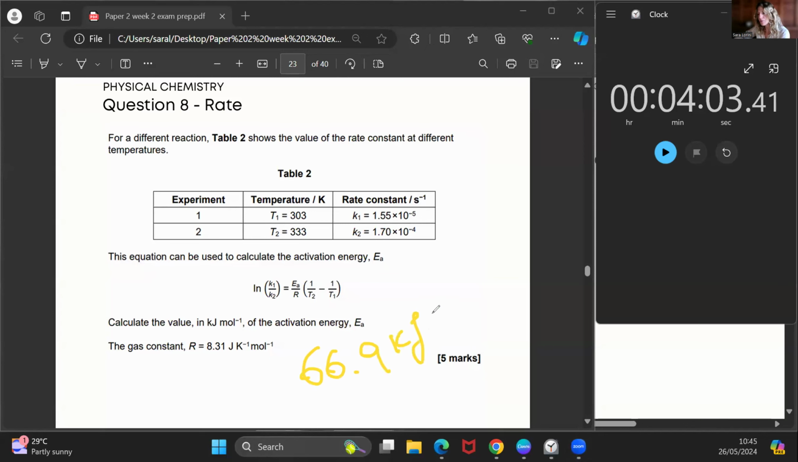66.9 kilojoules per mole. So I hope you didn't feel the question was too unfamiliar, because I hope you could just rearrange. So it was just a bit of rearrangement. If you got it wrong, let me know and I can go through the rearrangement. Okay, otherwise, I hope it was good.